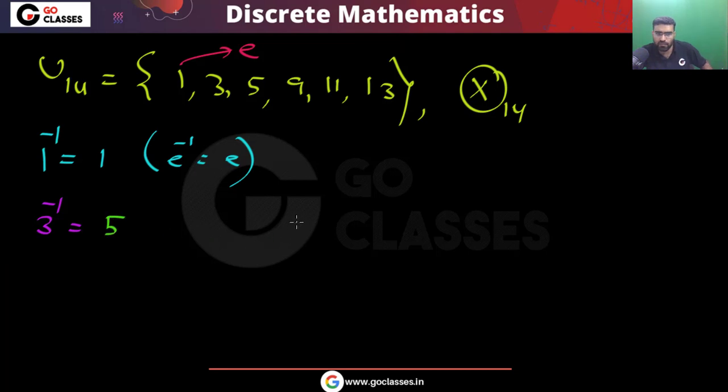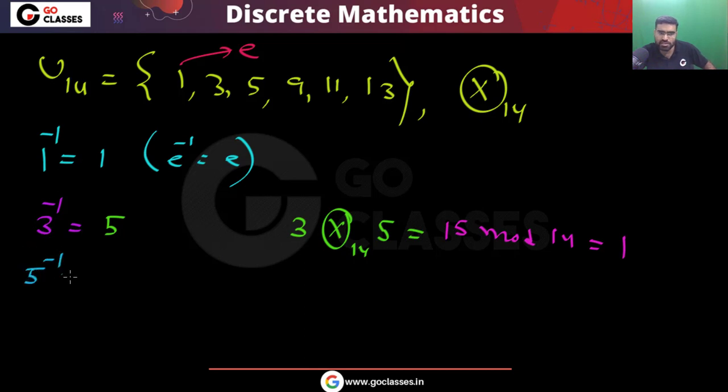Because you can see 3 multiplication modulo 14, 5, that will be equal to 1. Remember this, first you multiply, then you find mod 14. So that will be equal to 1. So the inverse of 3 is equal to 5. So I can say the inverse of 5 is equal to 3.